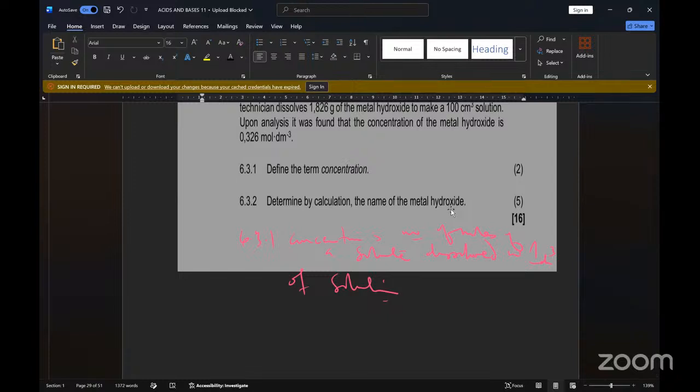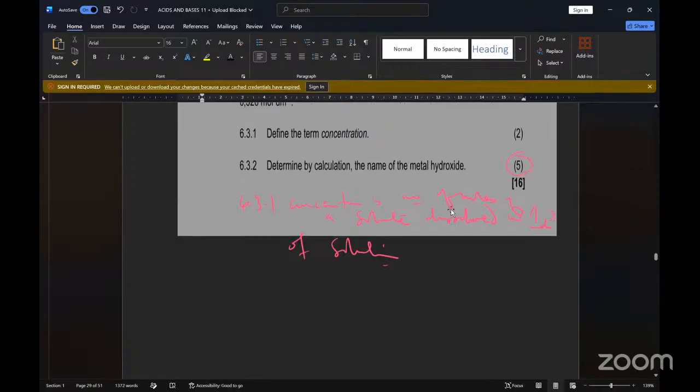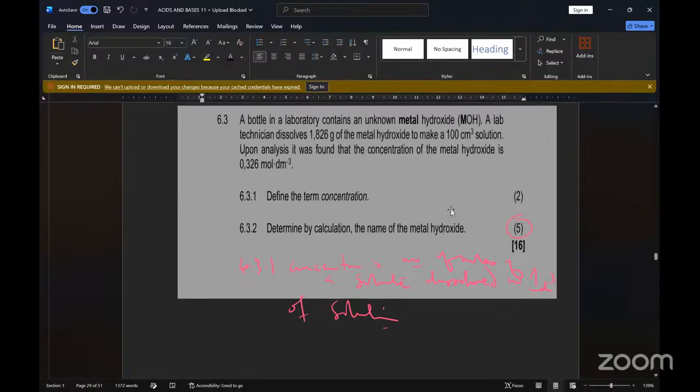Now, 5 marks means that there has to be some calculation. You can't just come up with something. Now, this is how we go about it. You see, this one is in decimeter cube. This one is in centimeter cube. So a better way is to find out how much is in 1,000 centimeters cube. Okay? So if this gram is in 100 centimeters cube, what will be in 1,000?